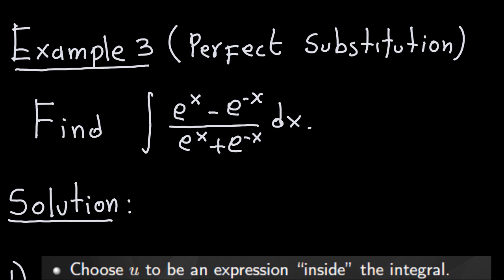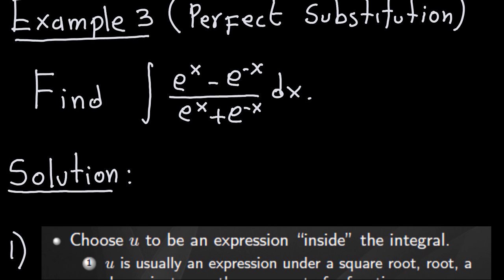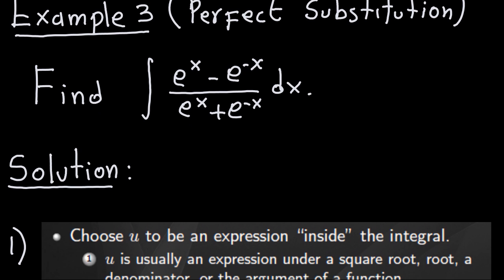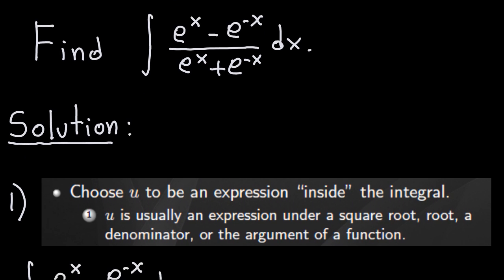It's the integral of this fraction, e to the x minus e to the negative x, divided by e to the x plus e to the negative x. At first glance it looks like it's going to be a very difficult integral, and the key part in all this substitution is getting the value of u. What is the expression of u that's going to make our integral easier? That's the purpose of the substitution, to make things easier.